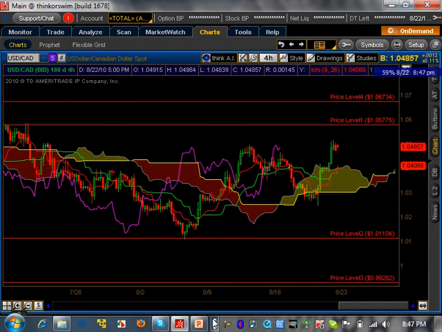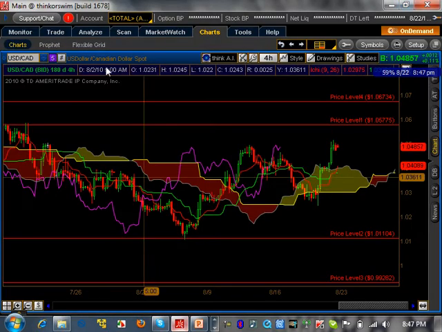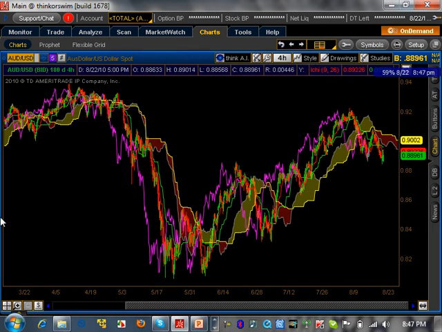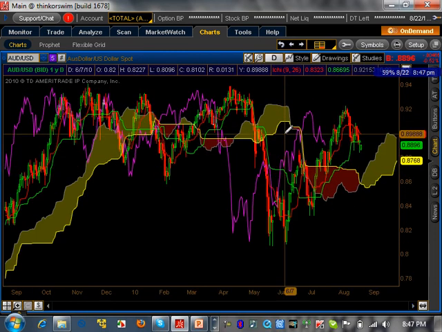Let's see what other currencies we're going to look at. We looked at the USD CAD, now Australian USD. Let's go look at Australian USD. If you look at Australian USD, this is the 4 hour, so you could tell it's bearish. Let's look at the daily.